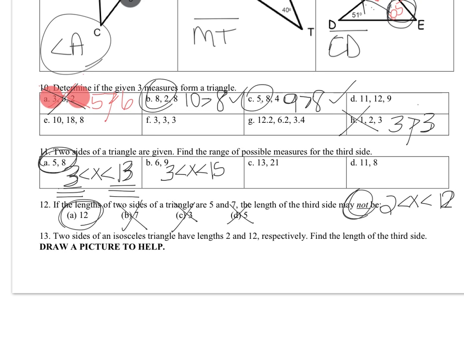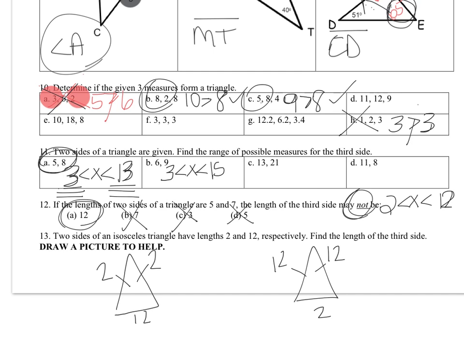And the last one: two sides of an isosceles triangle have lengths 2 and 12 respectively. Find the length of the third side. So I have two options, so I said draw a picture to help. So an isosceles triangle. So either these could be 2, 2, and 12, or it could be 12, 12, and 2. Which one doesn't work?